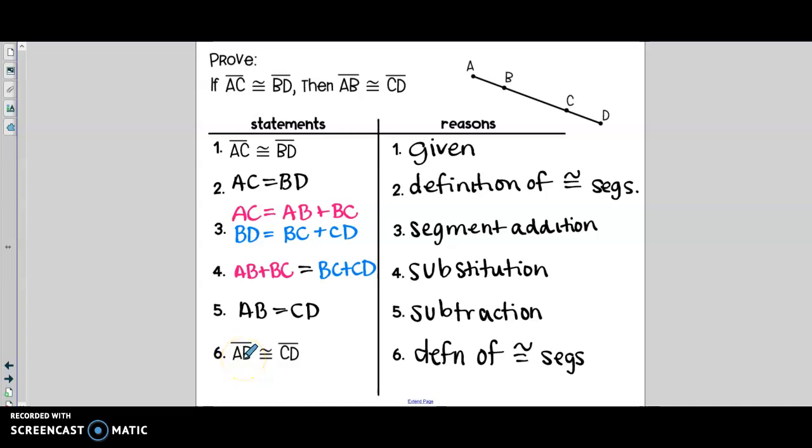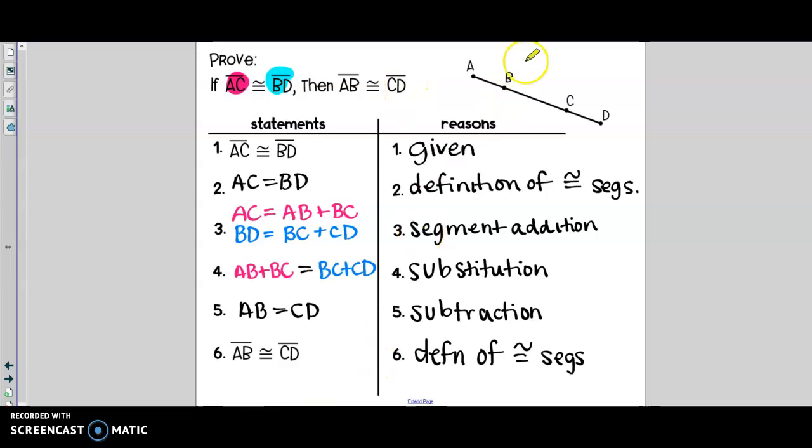So let's go ahead and walk through a very common style of proof. You're going to see it a lot through your proofwriting time. So I want to first just break down what the question is asking. So it asks us to prove that if we're given that AC is congruent to BD, then our job is to prove that AB is congruent to CD.